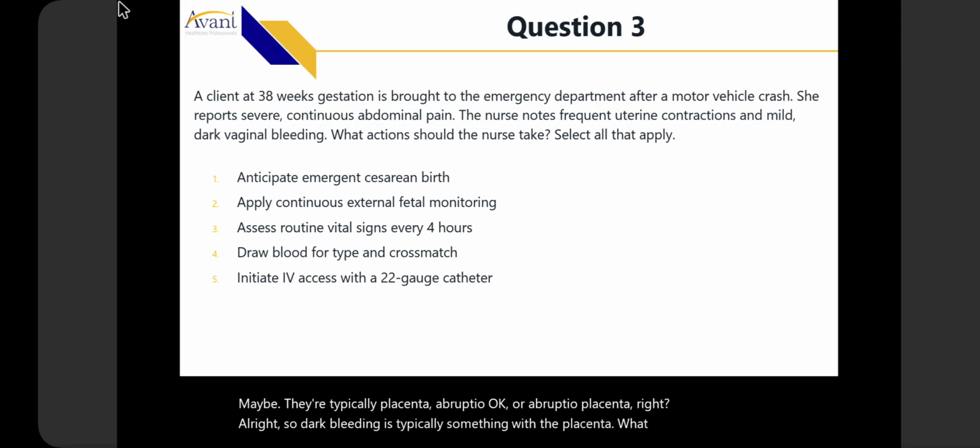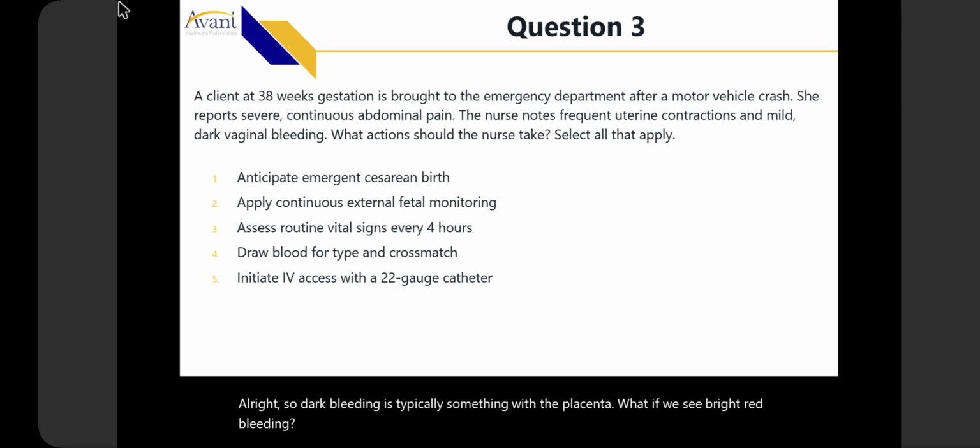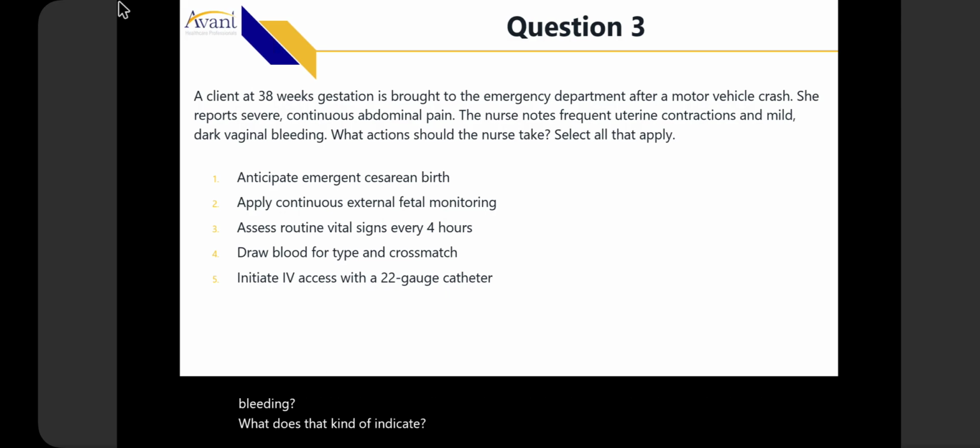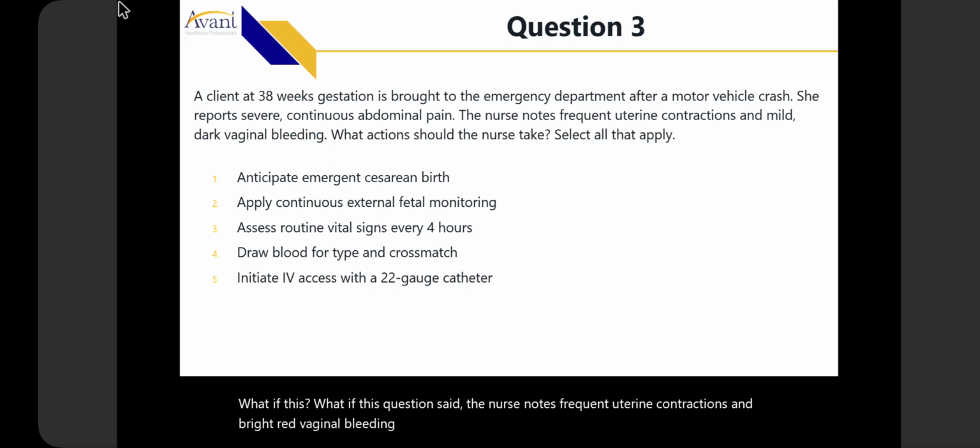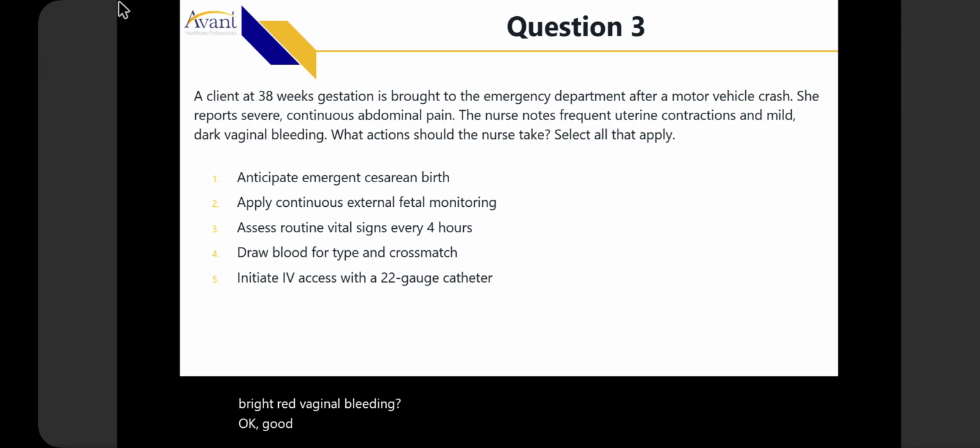What if we see bright red bleeding? What does that kind of indicate? What if this question said, the nurse notes frequent uterine contractions and bright red vaginal bleeding? Okay, good. Placenta previa. Okay. Placenta previa, where it's covering the uterus, okay, or the cervix.